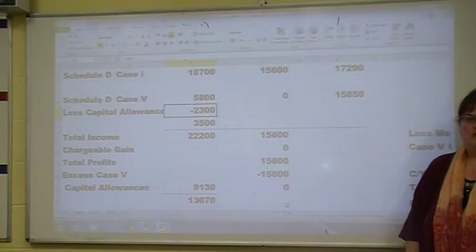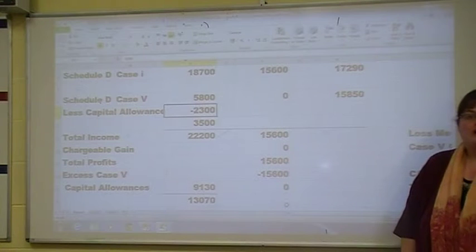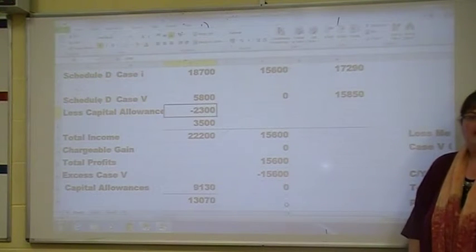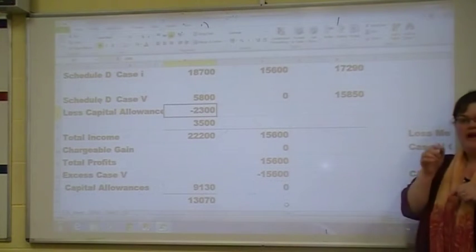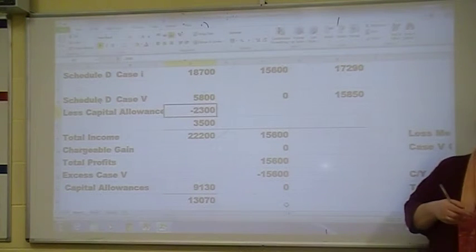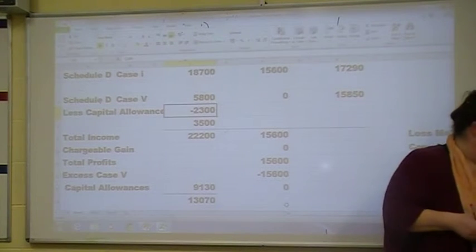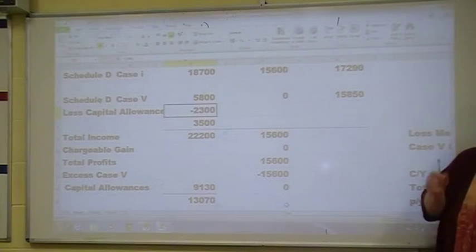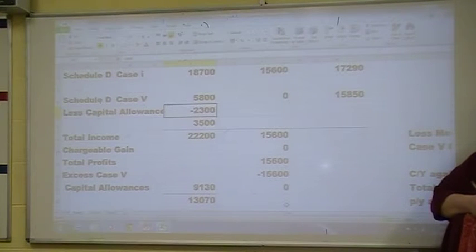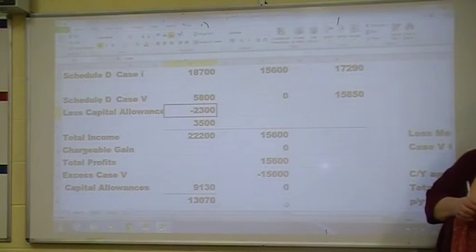The 10,400 loss, does that have to be used in the current year? No, that is a trade loss rather than case 5. So we're going to carry that forward into the next year, which is March 11? We can't bring it back. It's either this year or future years.